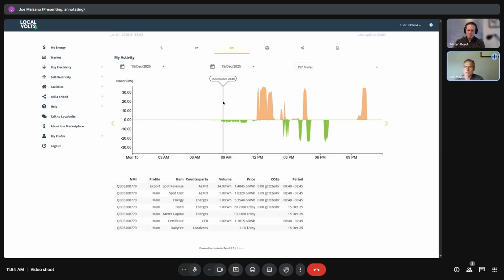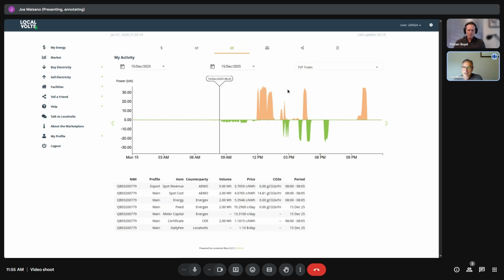Just a reminder, I suppose, that all of our imports and exports shown at this level are net, so it's not necessarily all of production, but it's anything that's not behind the meter. So those net imports and exports.